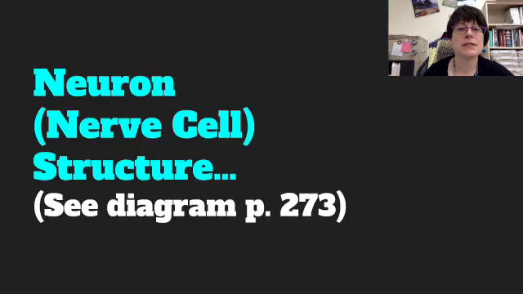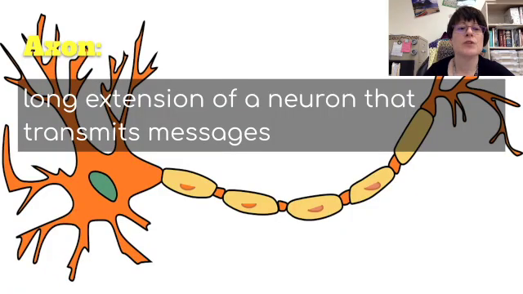Now, the nervous system is made up of neurons. These are nerve cells, and let's take a look at that structure. So this is a diagram of a neuron, and the first part is the axon. This is the long extension of the neuron that transmits messages. So this is the axon, and there are two ways that messages are sent through and between neurons. When the message goes down a neuron, it's actually an electrical impulse. So you have electrical impulses traveling through your body along this axon.